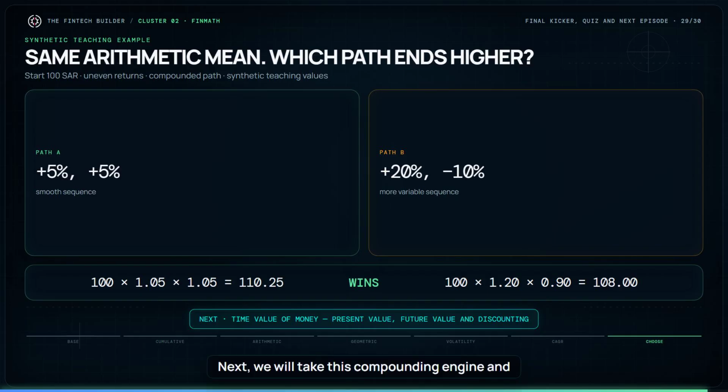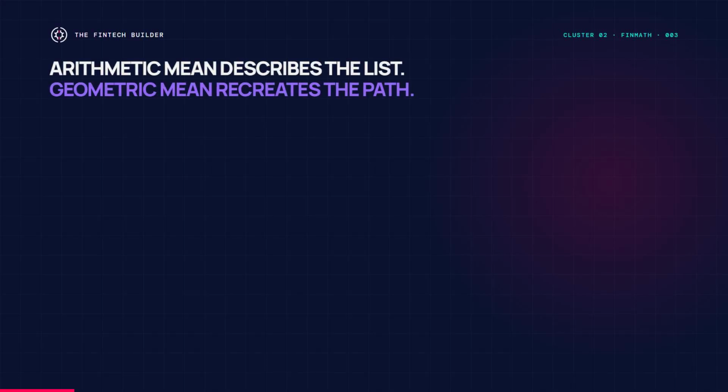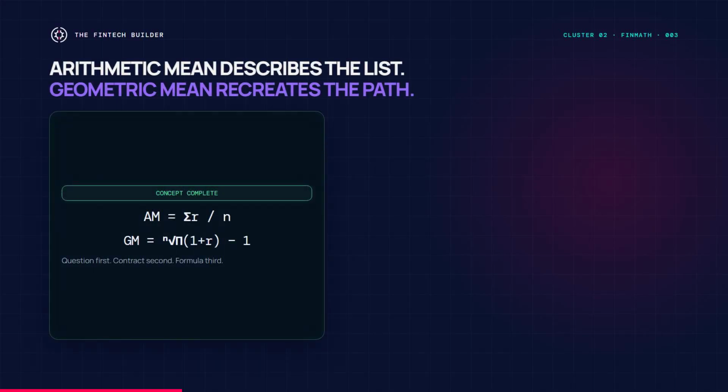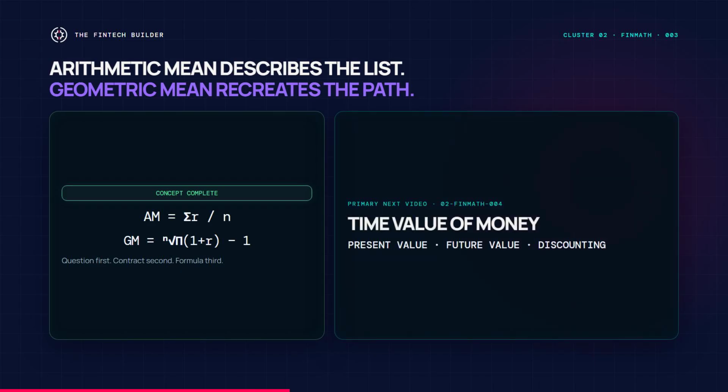Next, we will take this compounding engine and move money between dates using present value, future value, and discounting. Continue with time value of money, present value, future value, and discounting.